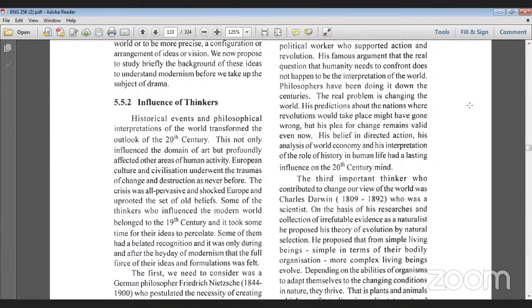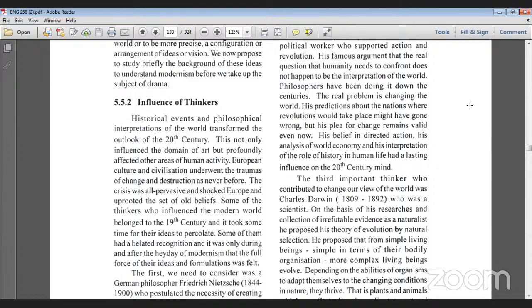This not only influenced the domain of art, but profoundly affected other areas of human activities. European culture and civilization underwent the trauma of change and destruction as never before. The crisis shook and shocked Europe and uprooted the set of the old faiths. Some of the thinkers who influenced the modern world belong to the 19th century.